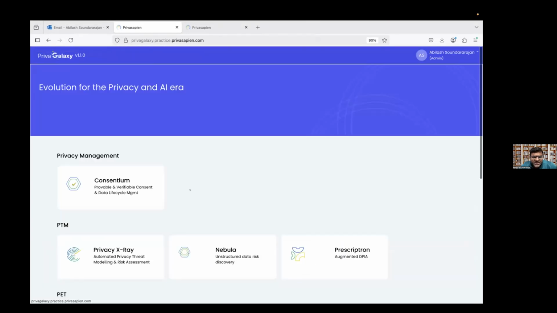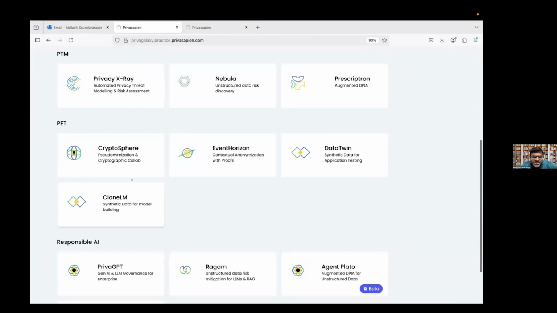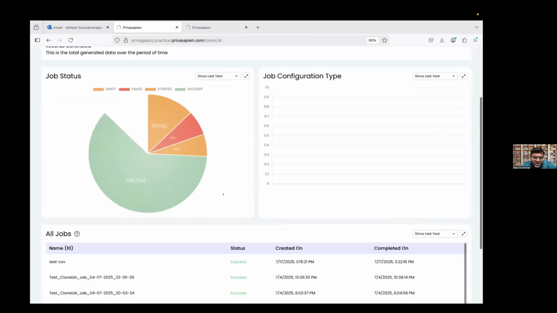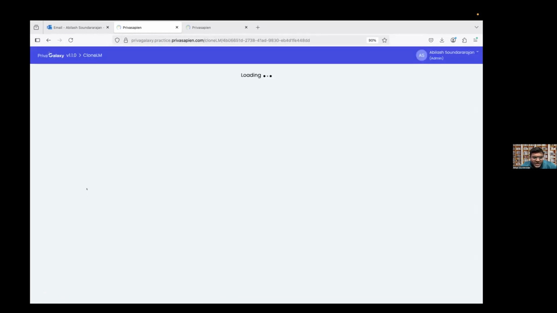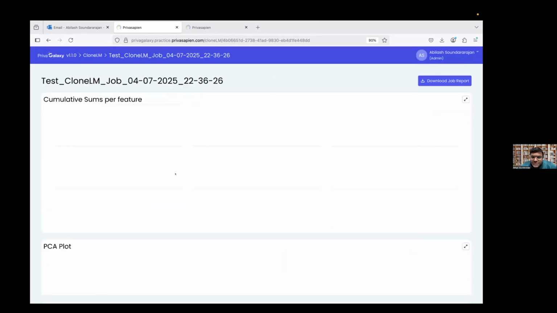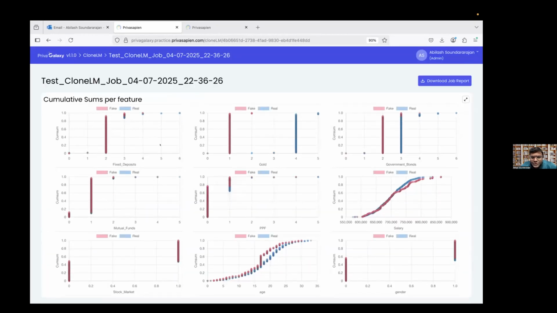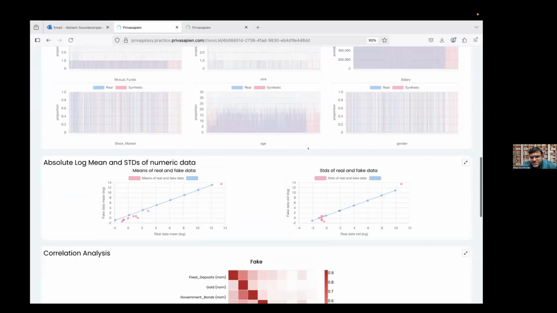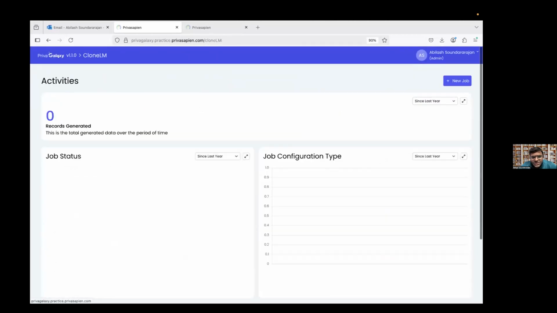There are a couple of other products as well. For example, let's say CloneLM, where we can also show you what kind of mathematical proofs are present for synthetic data. Like what we were discussing earlier, foundational model based synthetic data with differential privacy is generated, and then it provides PC and other analysis information.